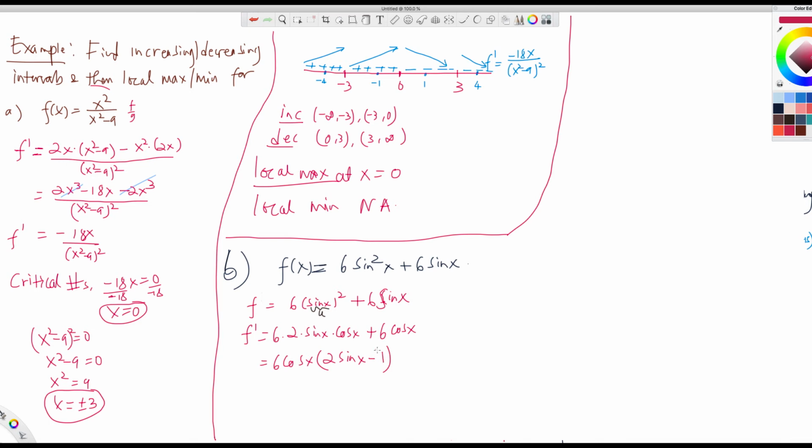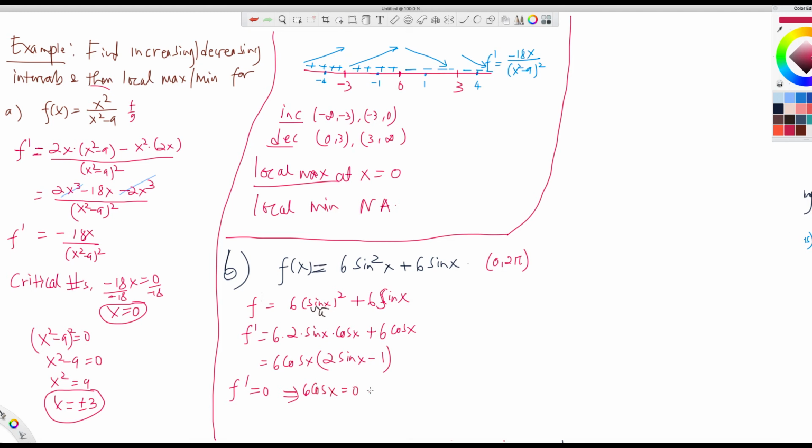By the way, I forgot to write that the domain is between 0 and 2 pi. So we will be looking only between 0 and 2 pi here, okay? So what do you get? To find the critical numbers, since these functions are defined everywhere, you don't have to worry about where f prime is undefined. Cosine is defined everywhere, sine is defined everywhere. So we are okay.